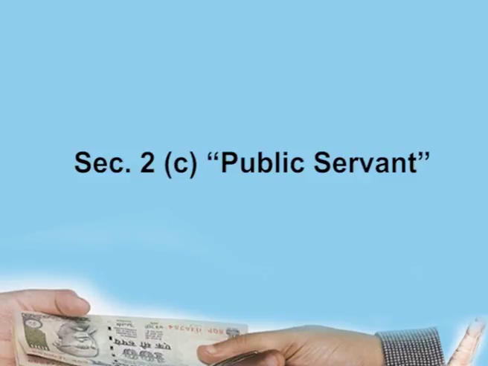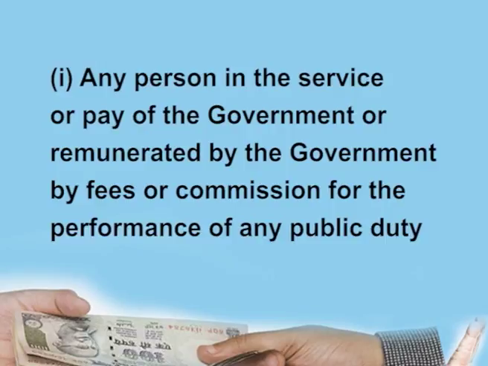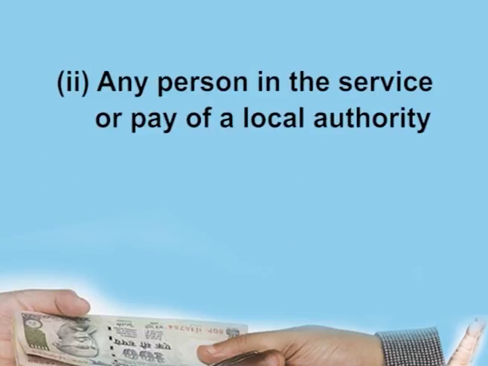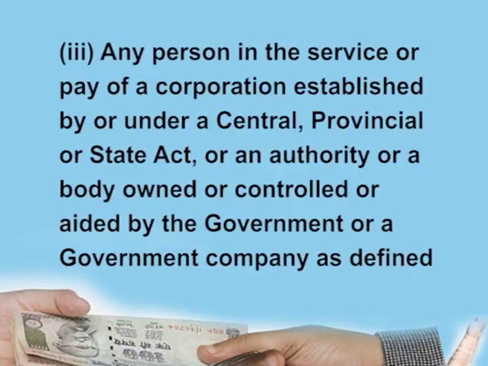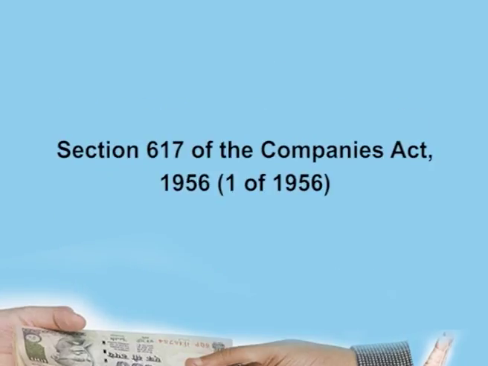Section 2C defines public servant. It means: Number 1, any person in the service or pay of the government or remunerated by the government by fees or commission for the performance of any public duty. Number 2, any person in the service or pay of a local authority. 3, any person in the service or pay of a corporation established by or under a central, provincial or state act, or an authority or a body owned or controlled or aided by the government or a government company as defined in Section 617 of the Companies Act 1956.